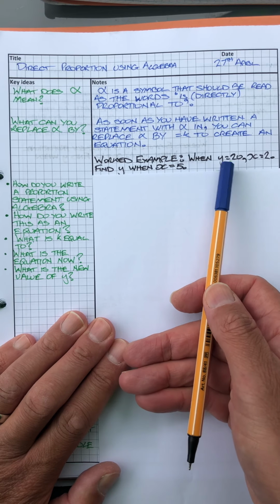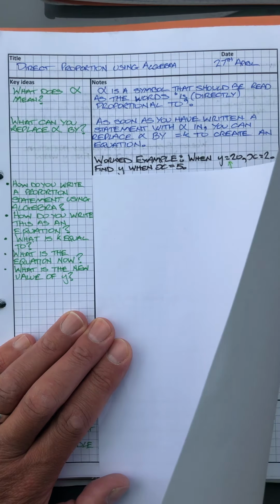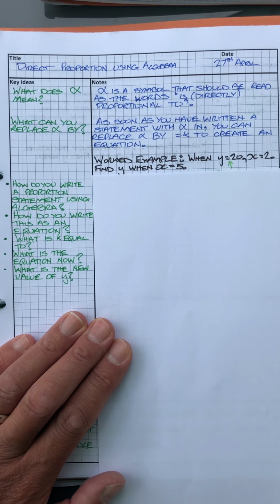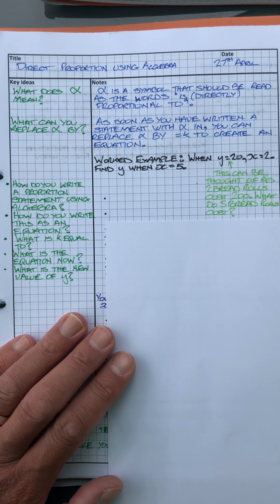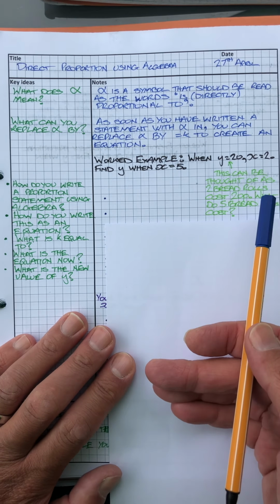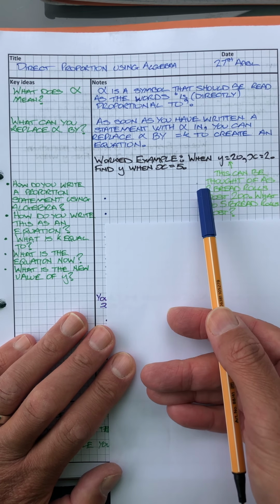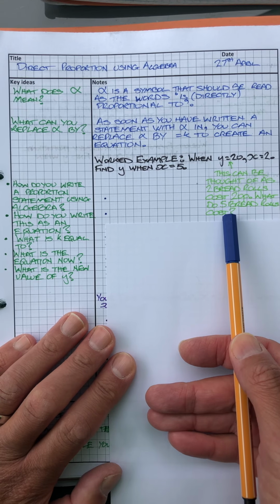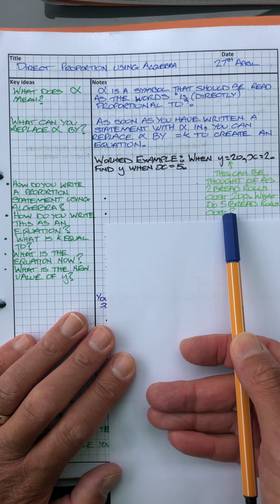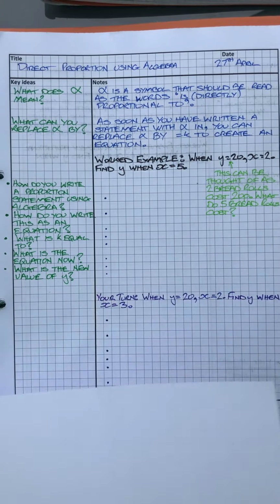So, when y is 20, x equals 2, find y when x equals 5. That is a fairly standard type of question. It can be expressed more complicated than that. If you like, you can think of this as like the previous questions. If we've got 2 bread rolls that cost 20p, what do 5 cost? So you could do that without algebra, but they're asking us to use algebra. So let's have a go at it.